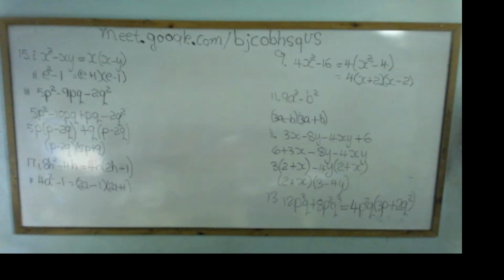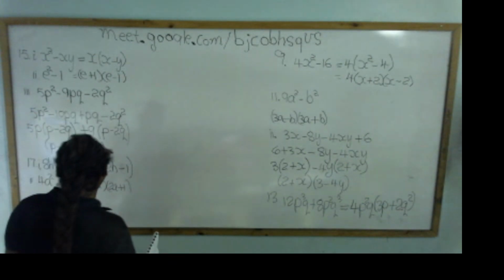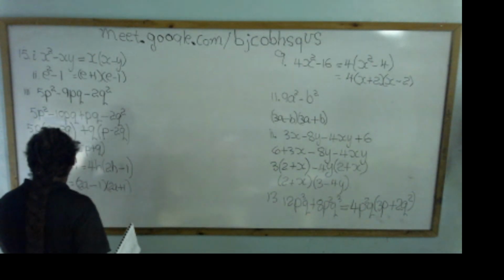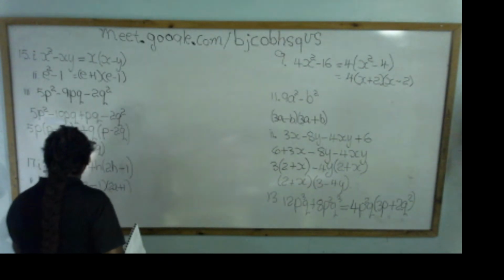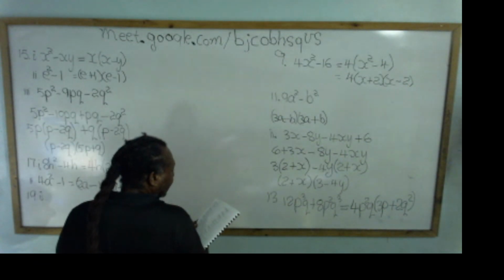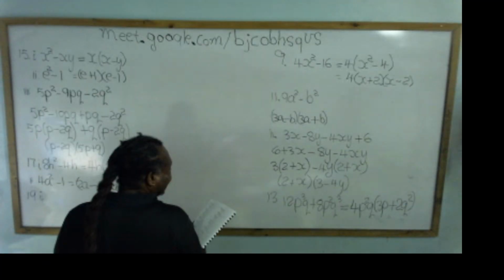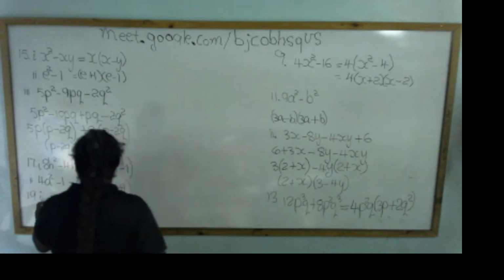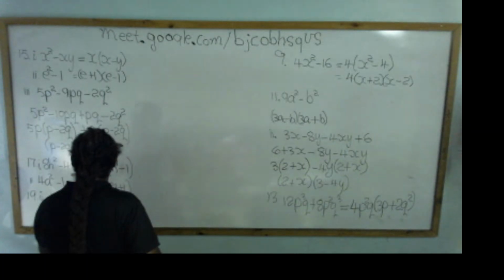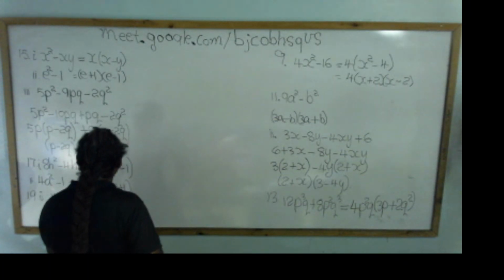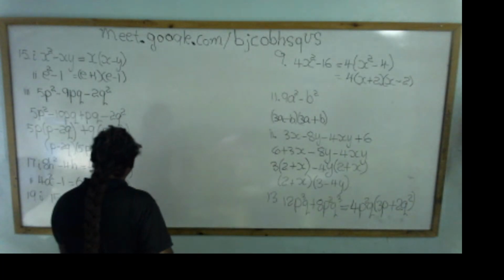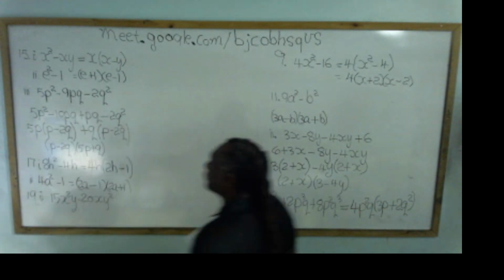Move merrily to number 19, and number 19 contains one of my favorites. But I'm going to do Roman 1 right here. Roman 1. And what does Roman 1 say for number 19? 15x squared y minus 20xy squared. That's nice. You can see the symmetry in that.